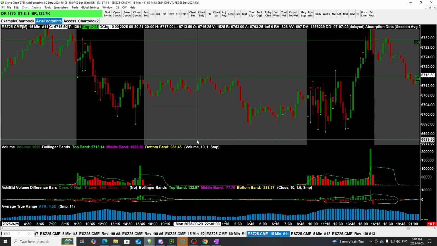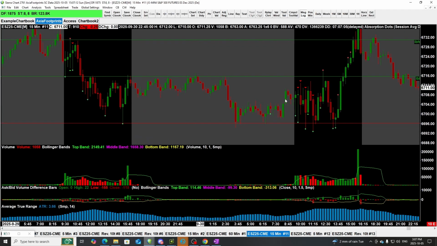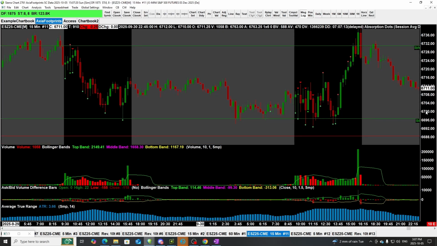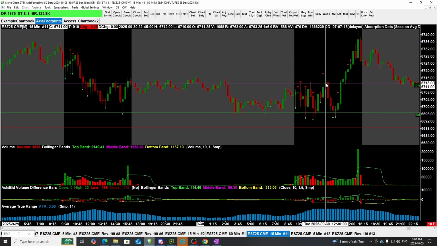Let's move this previous day low. Let's move this down and move the initial balance low over here, and initial balance high over here.